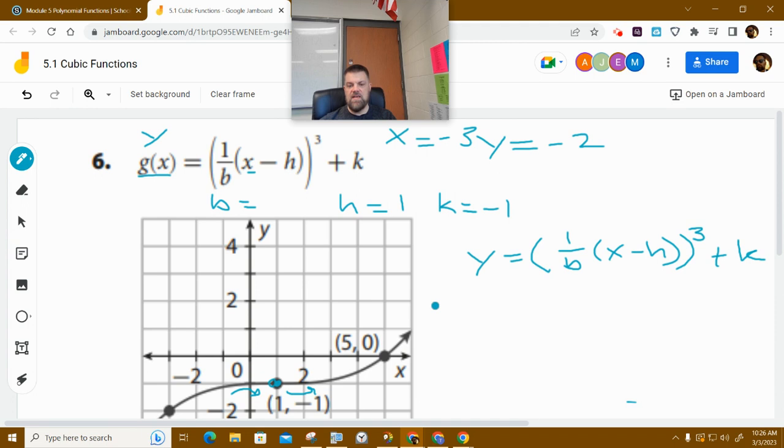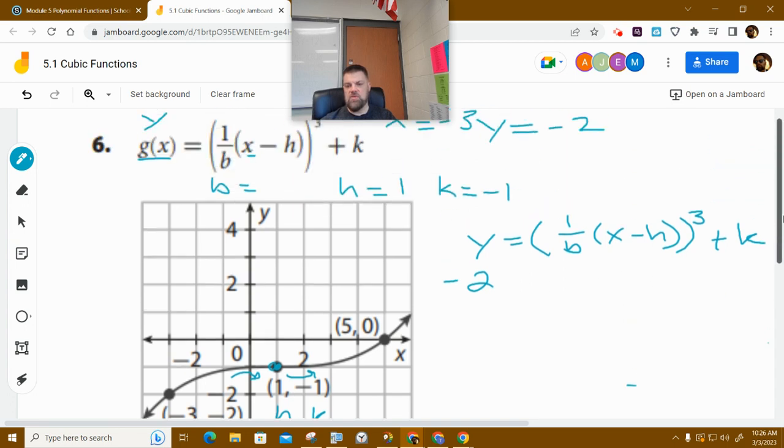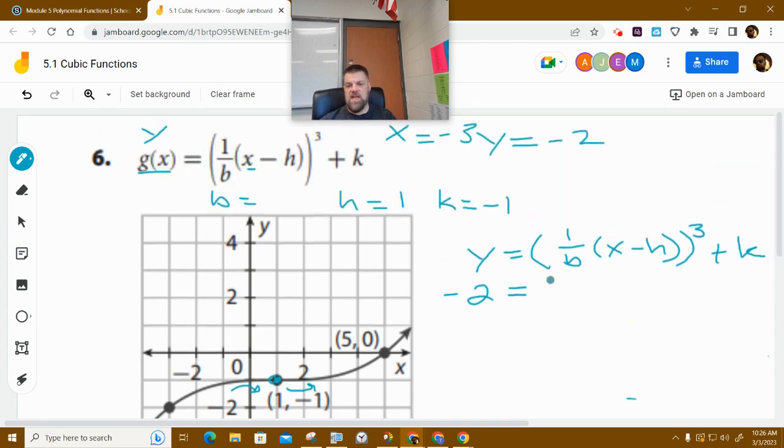So now I'm going to plug in what I know. Well, Y is equal to -2. Where did I get that? I got that from the graph, and I just wrote it up here. Then I have times the quantity 1 over B. X is -3 minus H, which is 1. And all of that is cubed minus 1, which is K.